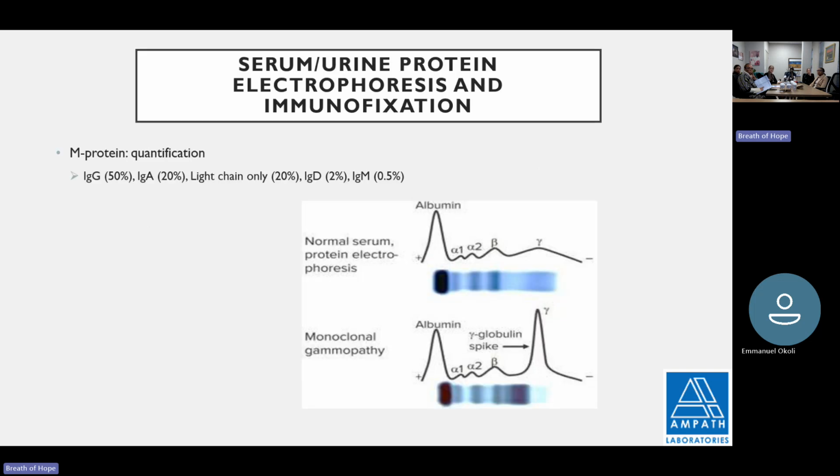We're going to do our SPEP, and this is just to show that in multiple myeloma, IgG is the most common, 50% of multiple myelomas, followed by IgA, 20%. Then we can also get light chain only multiple myeloma at 20%, IgD 2%, and IgM very rare at 0.5%. But it's very important to do your SPEP and immunofixation.